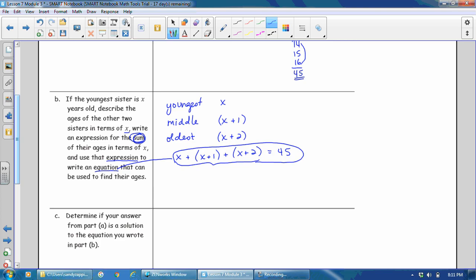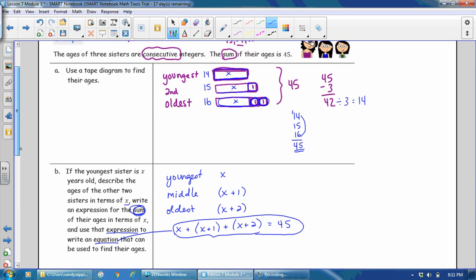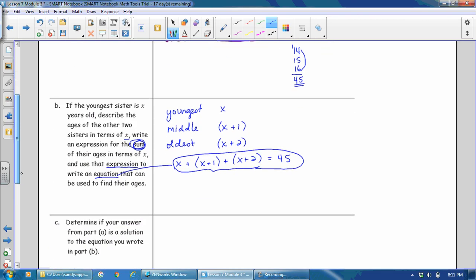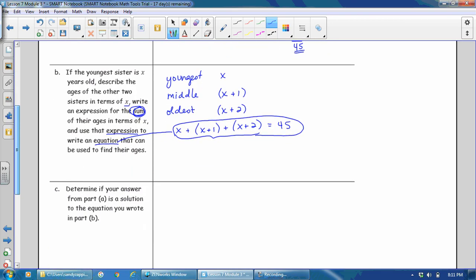Now determine if your answer from part A is a solution to the equation you wrote for part B. So the age that we came up with was 14 for the youngest sibling. And so we want to know, is that correct? So I'm going to substitute 14 for each variable X and see if that's correct. So we have 14 plus 14 plus 1 plus 14 plus 2. And I want to make sure that's 45.